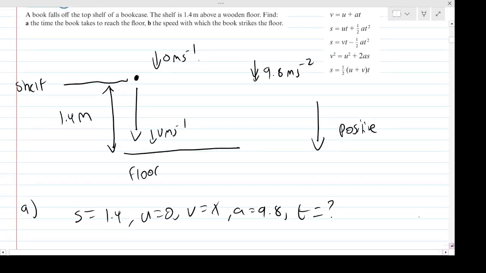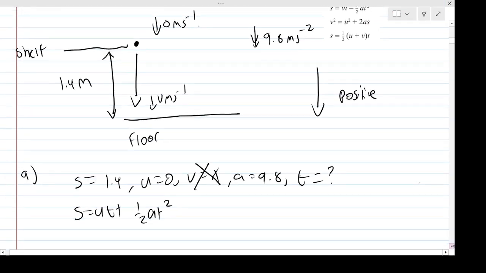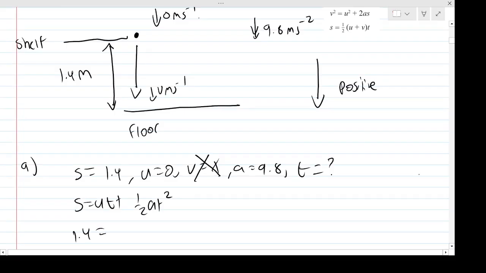So if we use that here, which formula does not include v? This one here, right? s is ut plus a half at squared. And at that point, we just use the formula. So 1.4 for s is going to be 0 lots of t, so 0, add a half of 9.8 of t squared.